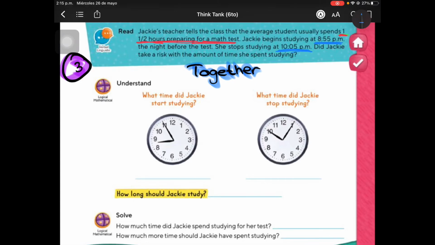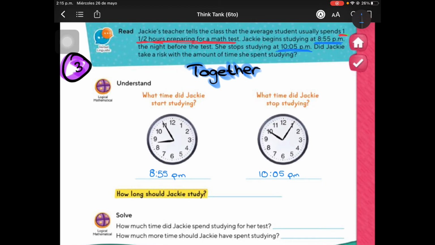So, first question. What time did Jackie start studying? Well, that is pretty simple. She started studying at 8:55 p.m., right? Now, what time did Jackie stop studying? Pretty simple again. She stopped studying at 10:05 p.m.